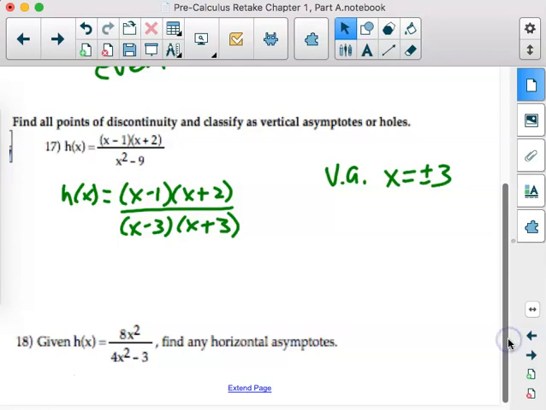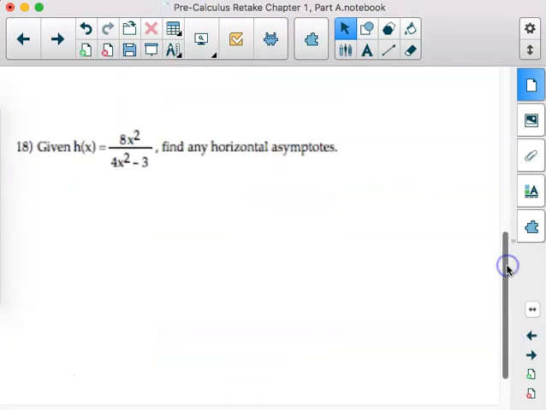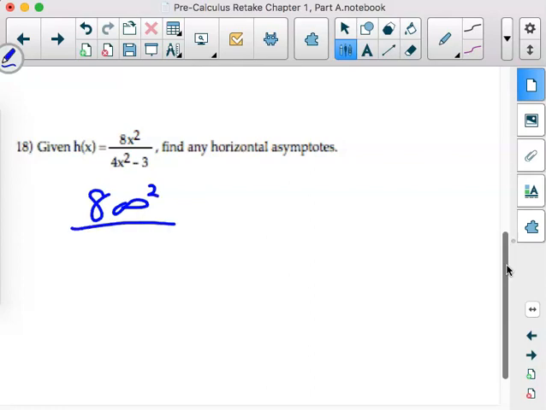Number 18, this one asks about horizontal asymptotes. So for horizontal asymptotes, what we do is we put infinity in for the x's. And then we take off any numbers that really aren't relevant because they're spitting in the ocean. And that would be subtracting 3 from 4 infinity squared. That's spitting in the ocean.